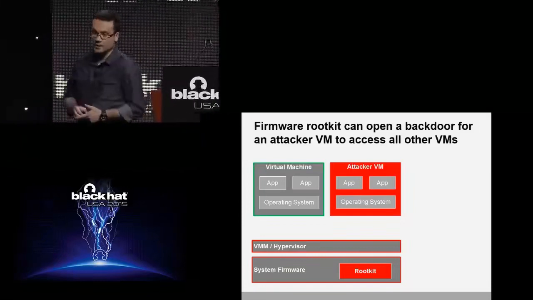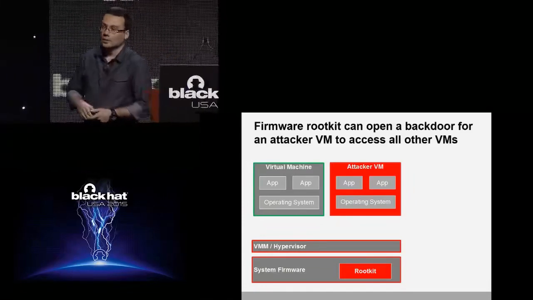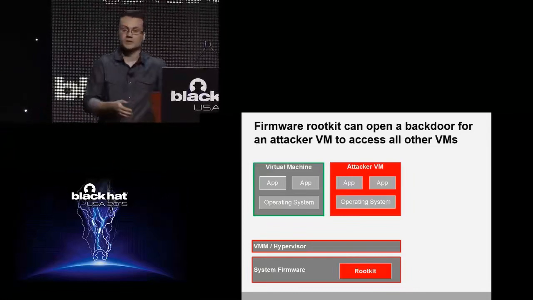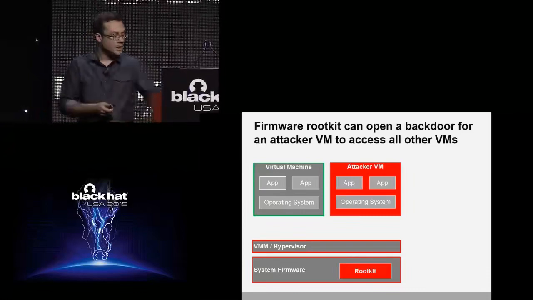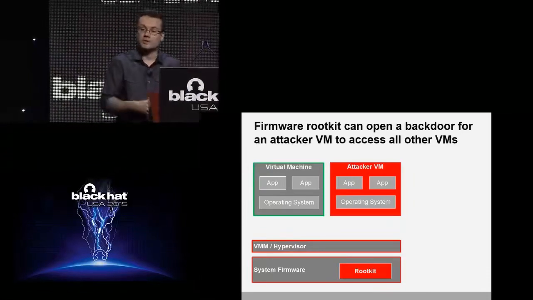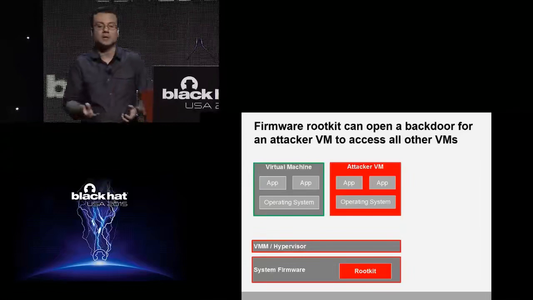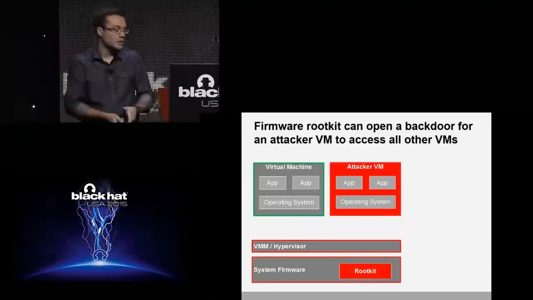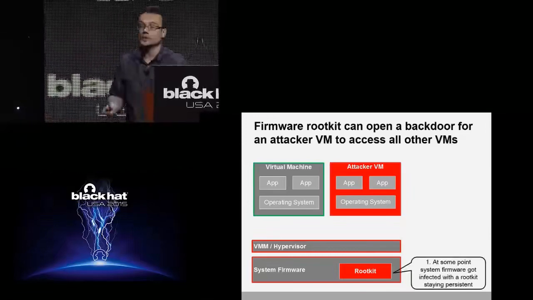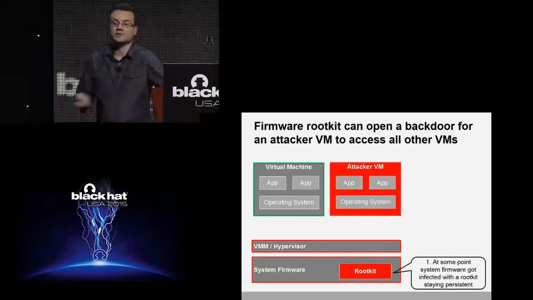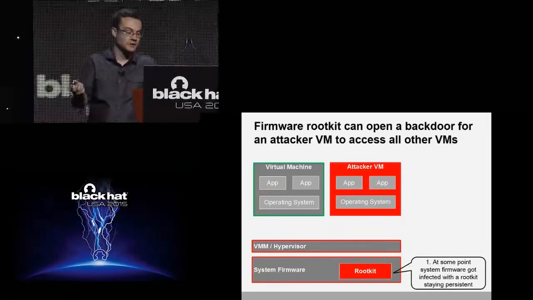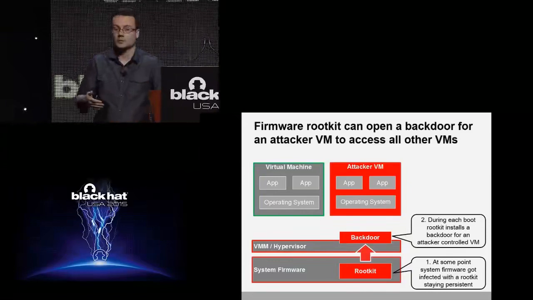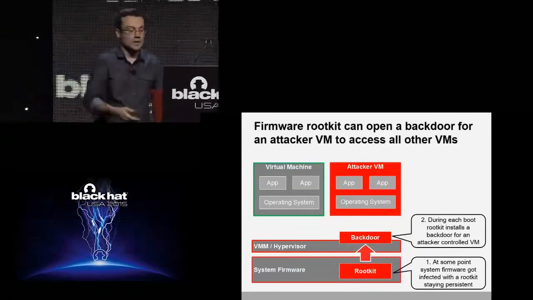So assume there is an attacker VM, fully controlled by an external attacker, and there are co-located victim VMs on the same physical system. We want our firmware rootkit to provide access for this attacker VM to all of the other victim VMs on the physical system. So at some point the firmware on that physical system got infected. Then on every boot, that rootkit within the firmware installs a backdoor.